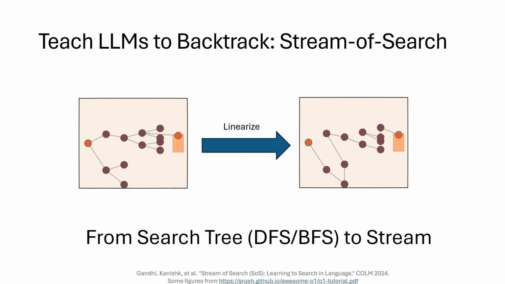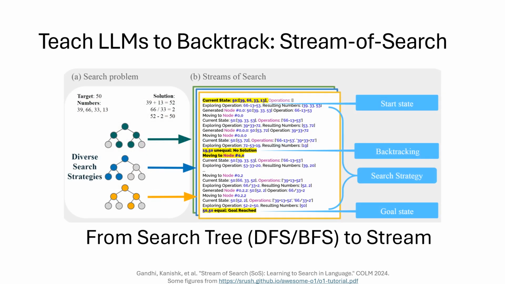In this paper, the search tree is defined by DFS and BFS styles for decoding from the language model, and we streamline it into a token string and predict the next token. This is the example shown in the paper. They are doing a math calculation question, sampling some diverse search trees, and doing some format conversion. We would get these Stream of Search formats.